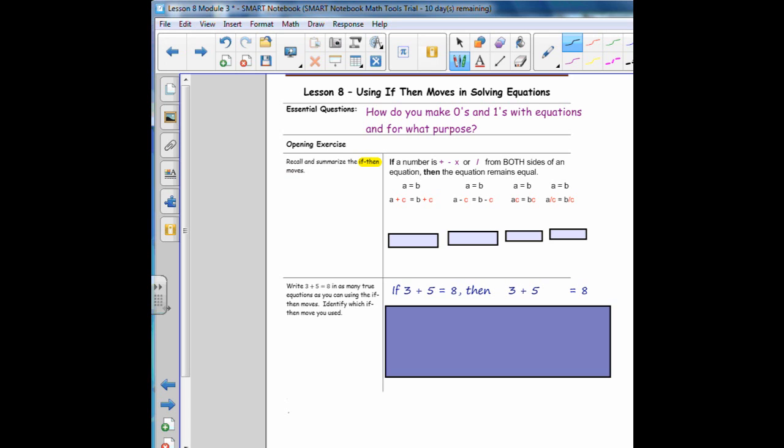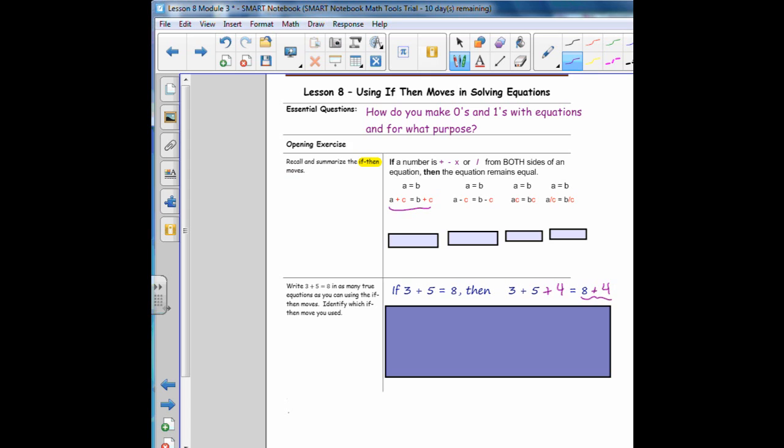Write 3 plus 5 equals 8 in as many true equations as you can using the if-then moves. Identify which if-then move you used. If 3 plus 5 equals 8, then what we're going to do is use the addition property of equality, and we're going to add 4 to both sides of the equation.